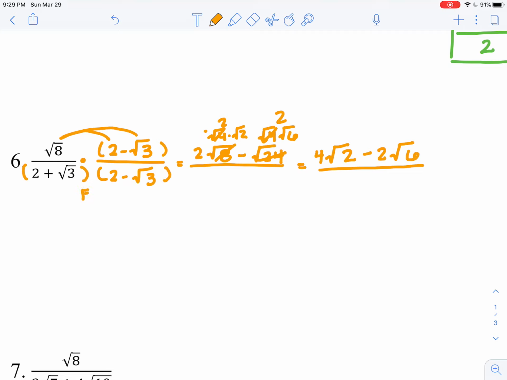So multiply 2 conjugates. We always FOIL. The first terms, 2 times 2 is 4. Outer terms give us minus 2 root 3. The inner terms give us positive 2 root 3. And for the last terms, we get minus 3. As always, when we multiply conjugates, the middle terms cancel out. Negative 2 root 3 and positive 2 root 3 make 0. So in the bottom, we just have 4 minus 3, which is 1. You can leave that 1 in the bottom of your answer. You don't have to.